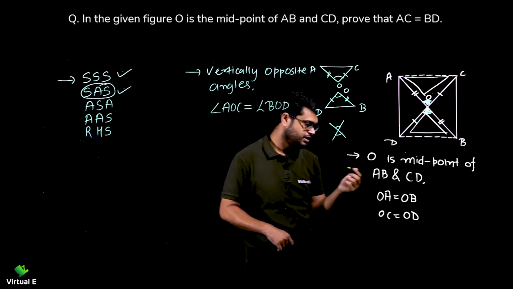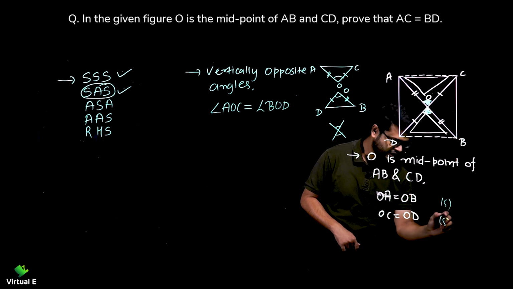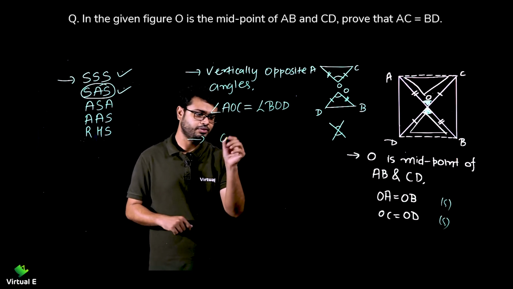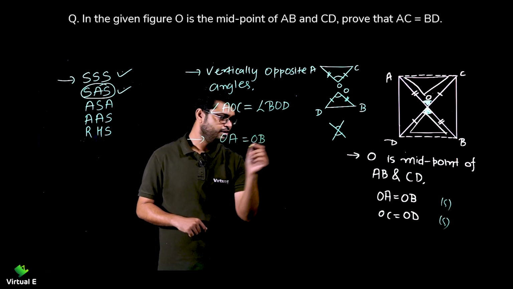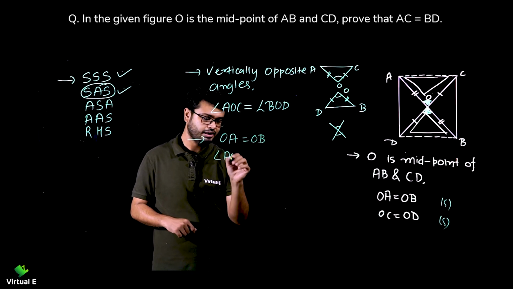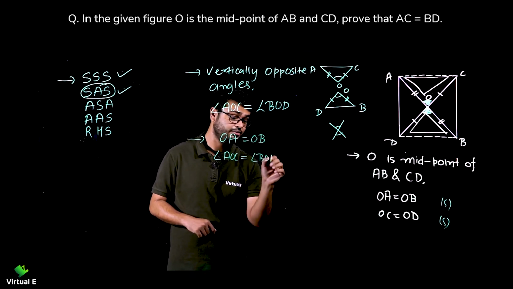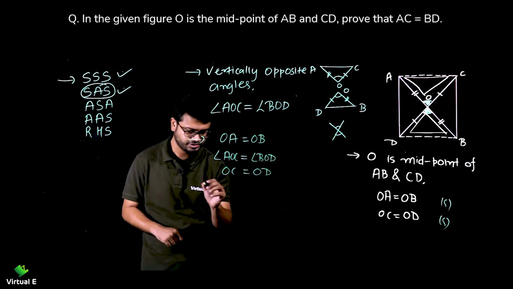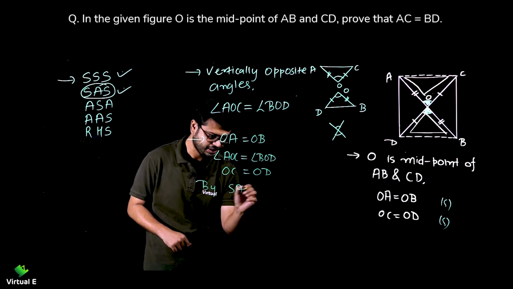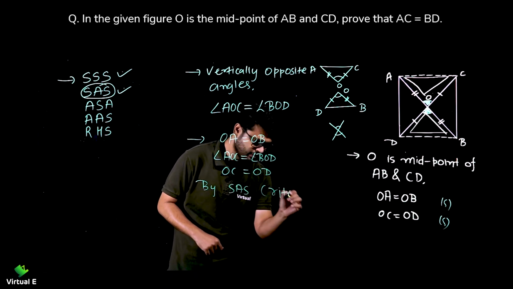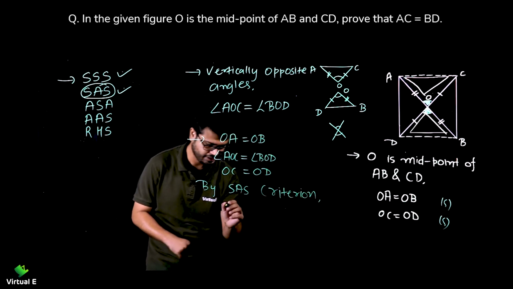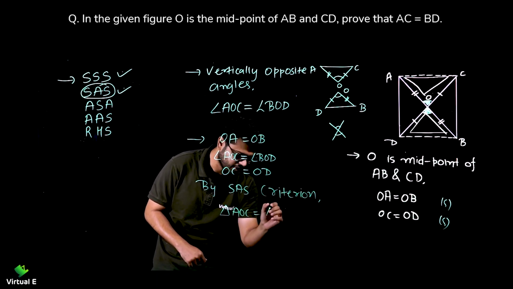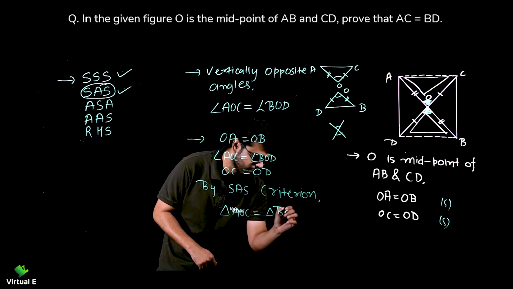Done? Now see, we have two sides here, right, and one angle. So let's mention the conditions. First of all, let's start. OA is equal to OB, then angle AOC is equal to angle BOD, and finally OC is equal to OD. So by SAS criterion, we can write triangle AOC is congruent to triangle BOD.